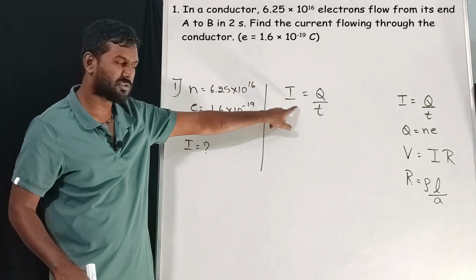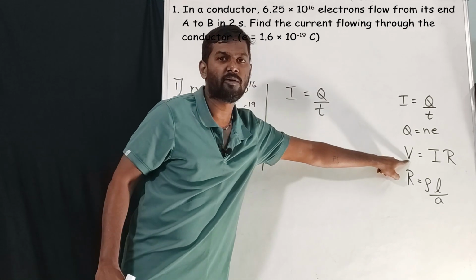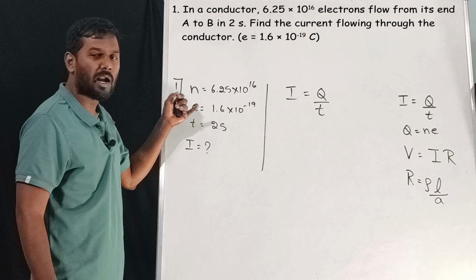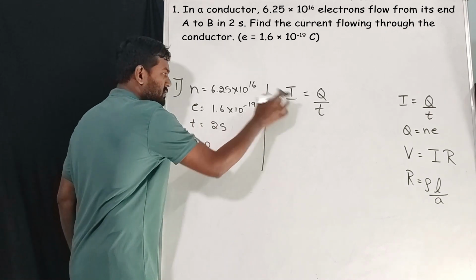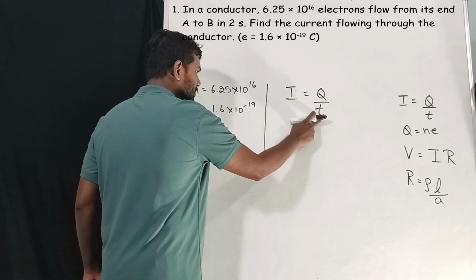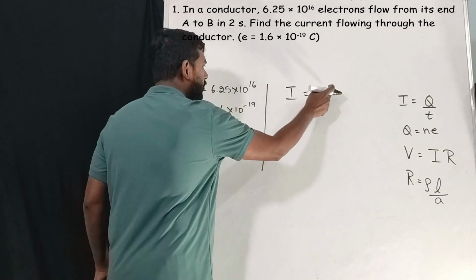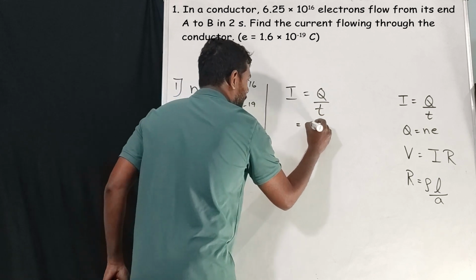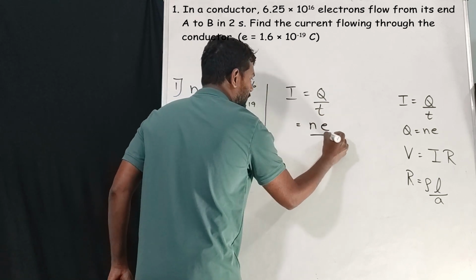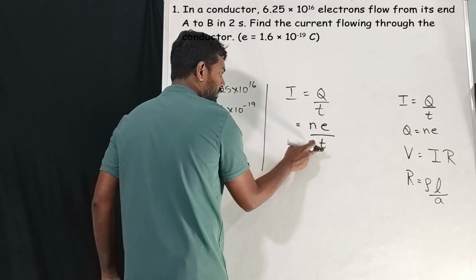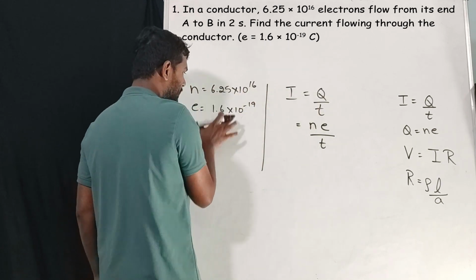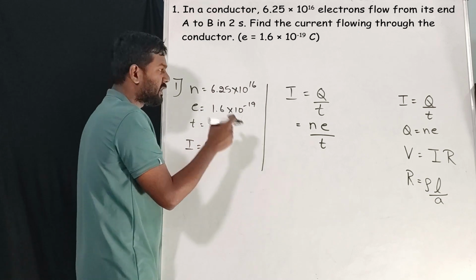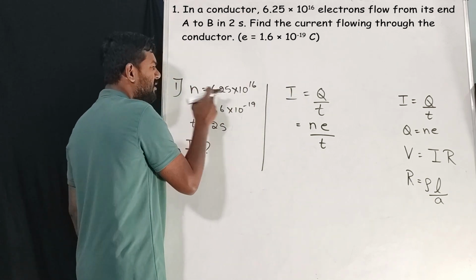Time is given, so we have to use this formula instead of V is equal to I into R. If voltage and resistance are given, then we can use that formula. But they are talking about time and number of electrons, so we have to use this formula. Here T value is given, but Q value is not given. To find Q, we have one more formula, correct? Instead of Q, I'll write N into E divided by time. Q value is not given in the question. If capital C is there along with the value, that means Q value is given. If not, N value is given.